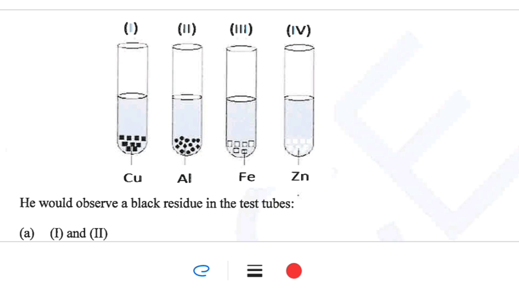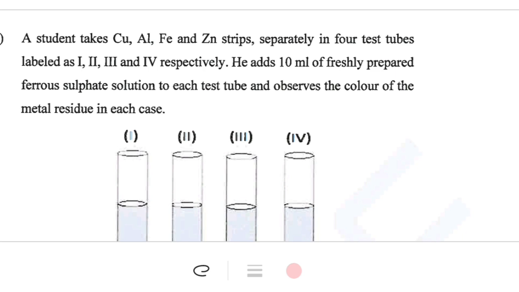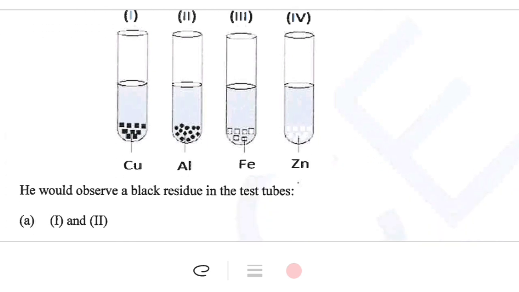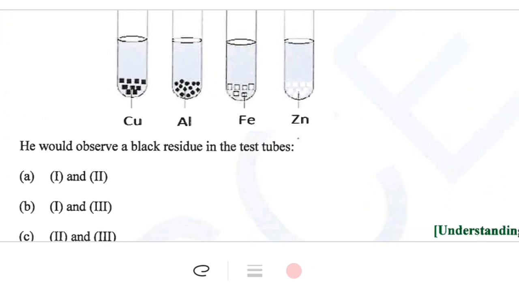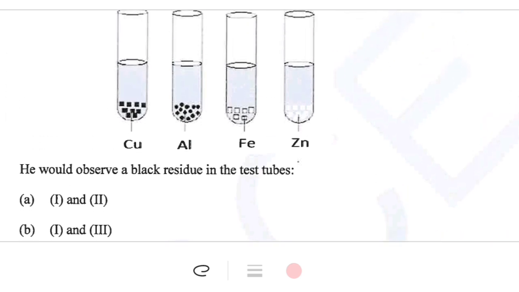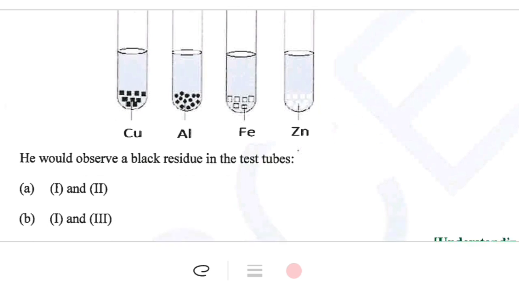When they have added these metals along with ferrous sulfate solution, which is going to change its color and give us a black residue? So that is test tube 1 and 3, 2 and 3 or 2 and 4. These are the options they have given. So we must know its reaction.